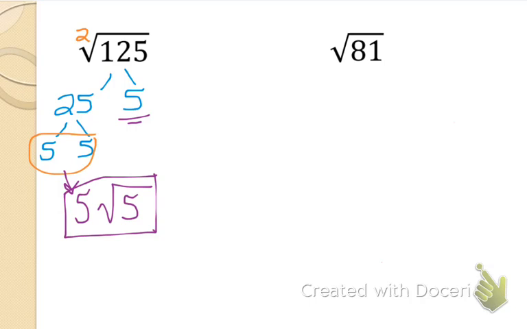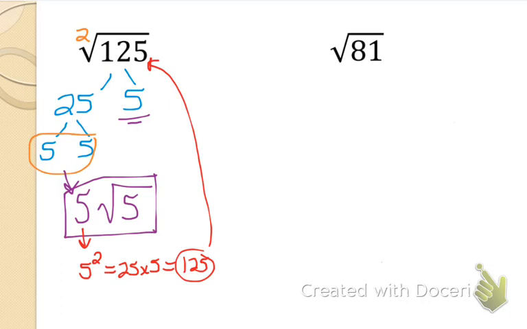Again, quickly, how do you check your work? Well, this number that is outside, you double it, and then you multiply it times the number that is inside the square root, and we should end up with the same radicand, and we do.